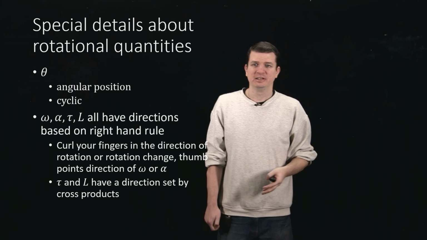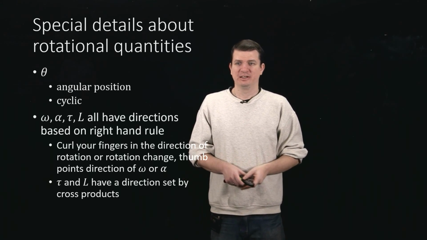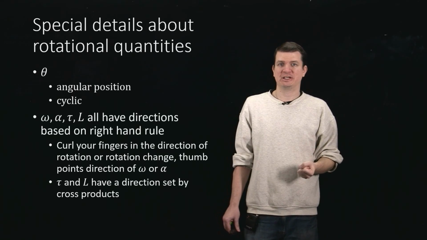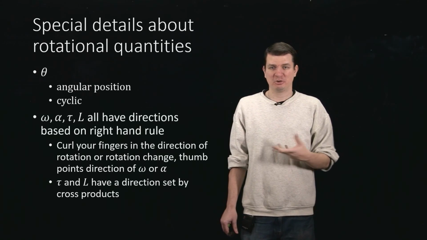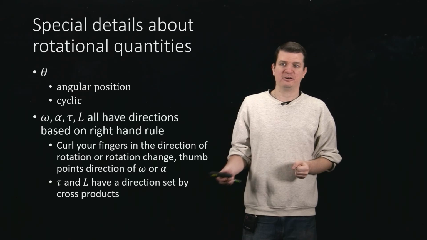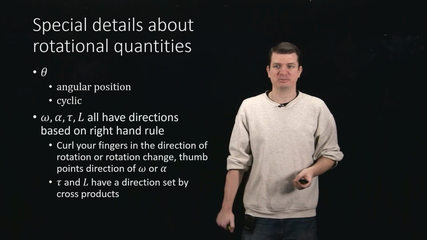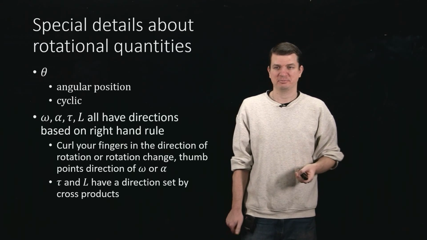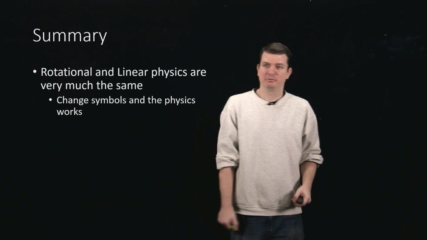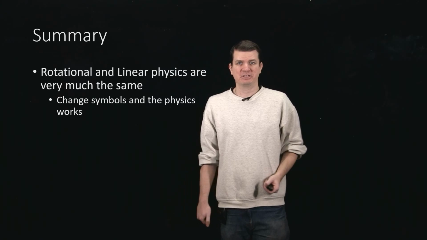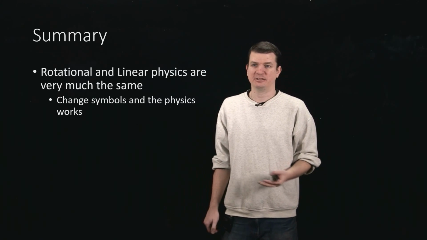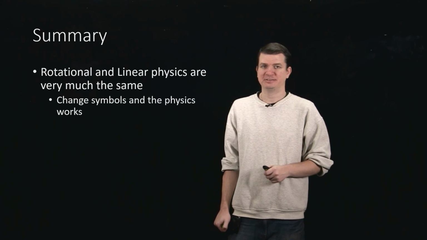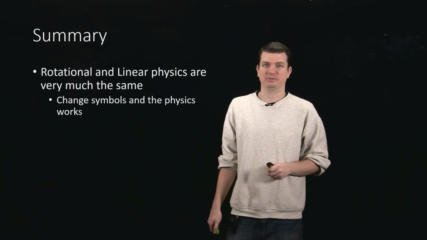So what we can do is introduce some right-hand rules for torque and for angular momentum, but those come because both of those are calculated as cross products. Or you can actually think they are related to alpha and omega, respectively, in which case they're just inheriting their direction from those vectors. So in summary, what we've seen is that indeed rotational and linear physics are very much the same. All you have to do is change the symbols according to that simple mapping, and the physics will in fact work.